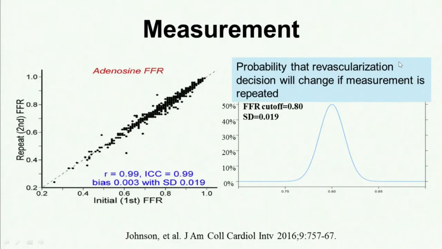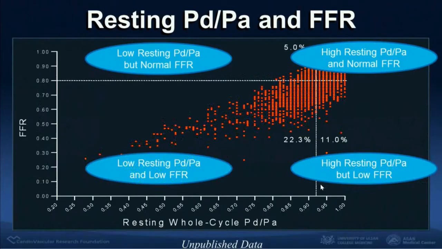How about the measurement? First measurement FFR and second measure FFR, very reproducible. In addition, the probability of revascularization decision will change if measurement is repeated. The error range is very narrow. One more thing, the resting PDPA and FFR, or iFR and FFR, we can group into four different categories.